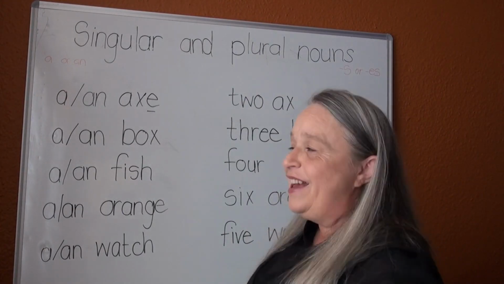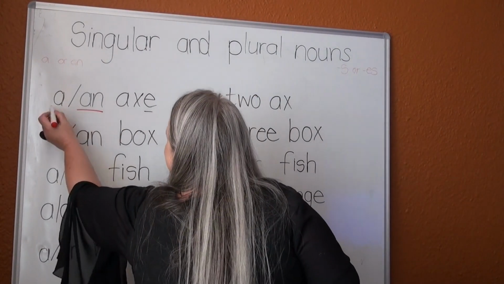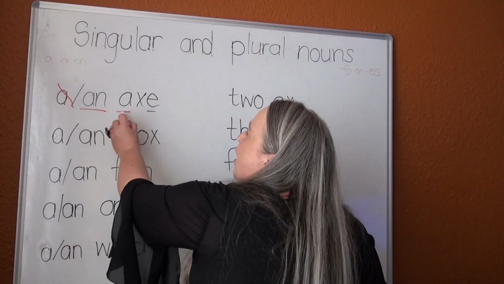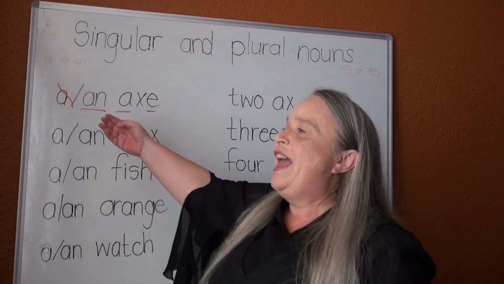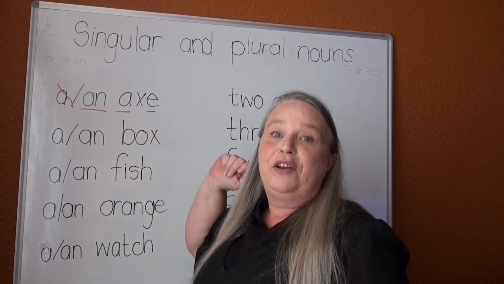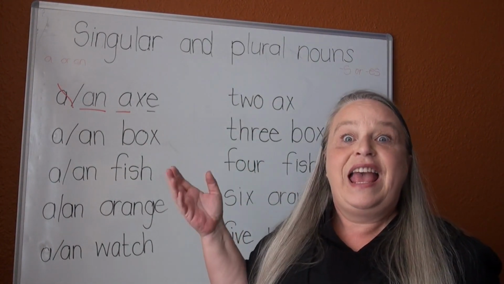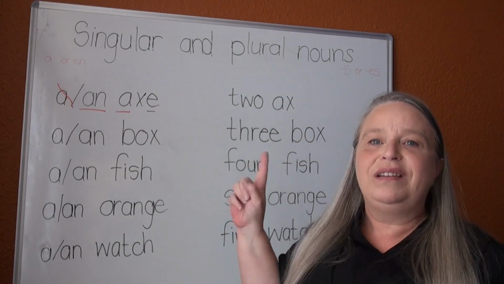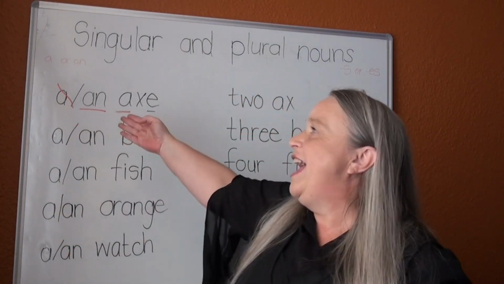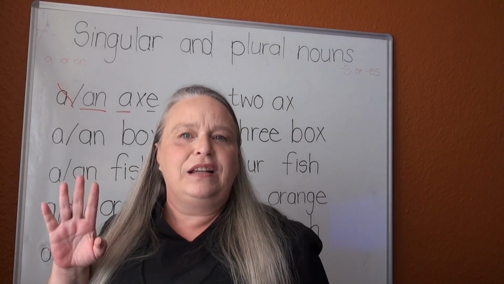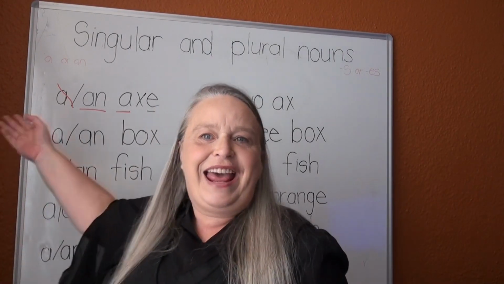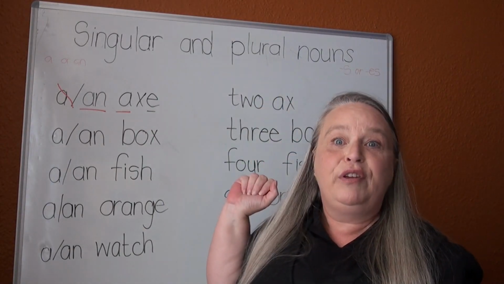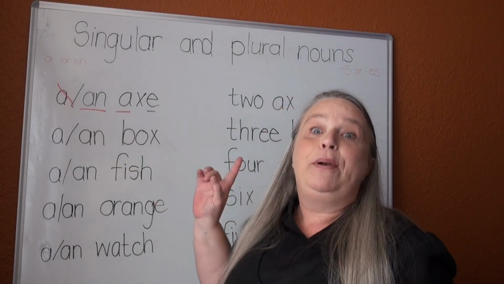Say it with me. Yes, you're quite right. It is an axe. An axe, yes, because axe starts with the vowel A. And remember, when we say it fast, we're going to say an axe. So an axe, one singular axe. Because when we speak in English, we say it very fast. Yes? Good.